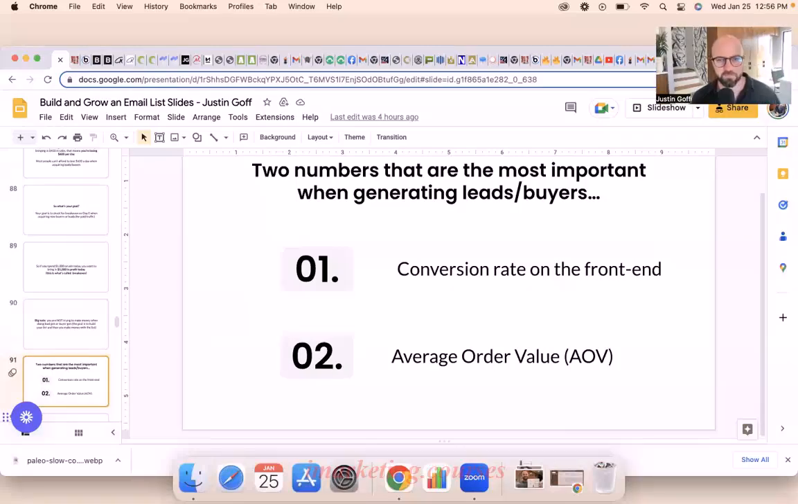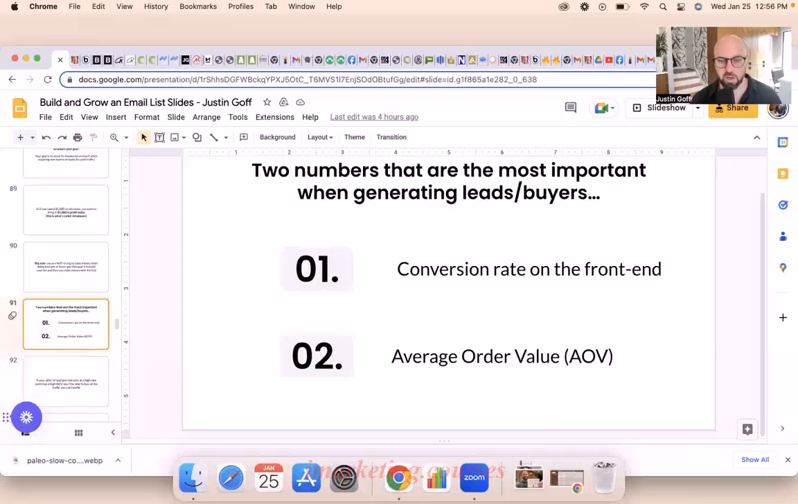All right. So we're talking about monetizing these people. Two numbers that are the most important when you're generating leads or buyers: conversion rate on the front end, and average order value of each person that buys. Conversion rate is just how well your sales page is converting. If you send 100 people and one person buys, that's a 1% conversion rate.